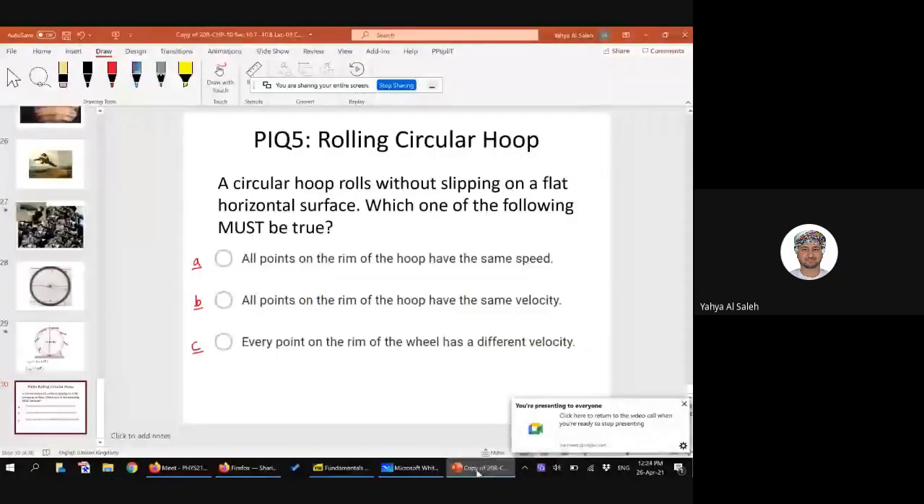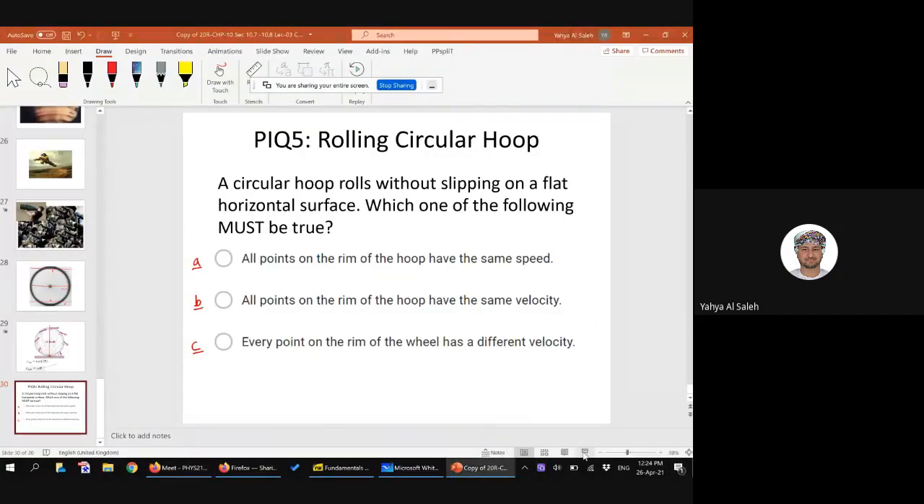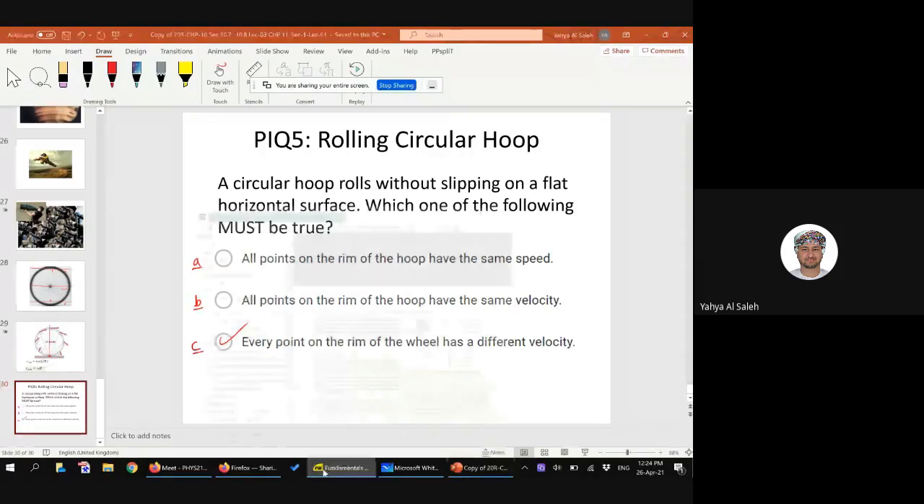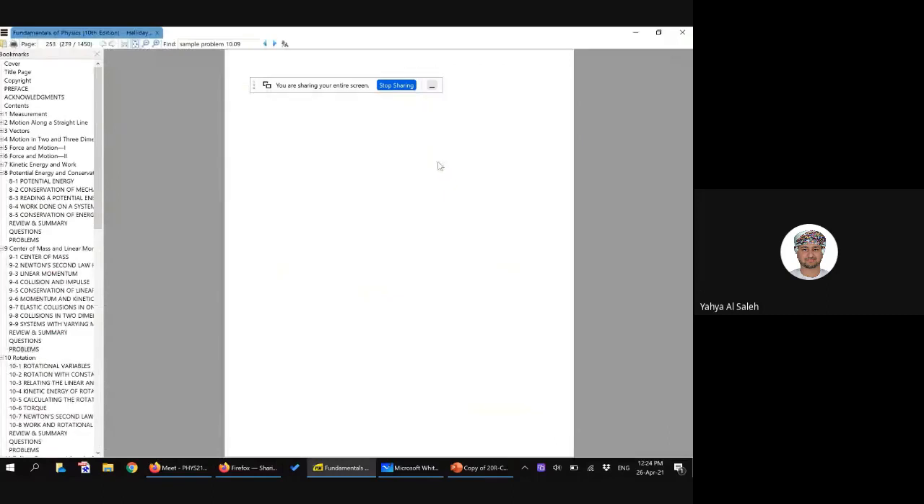Pretty much everyone has chosen the correct answer, C. Every point on the rim of the wheel has a different velocity.